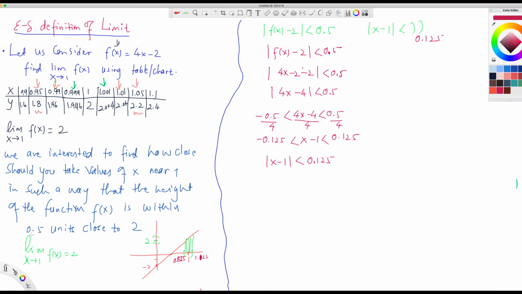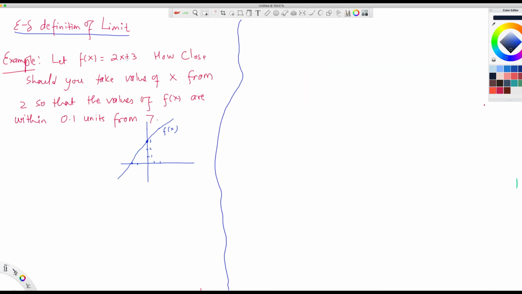within 0.5 units from 2, that is 1.5 through 2.5. Okay, so basically if you want to get the height of the function within certain units from the limit, then you can find out those values there. How close should you go to that number, so that you will get the height of the function within the desired value that you want to have? Let f(x) equal 2x plus 3.